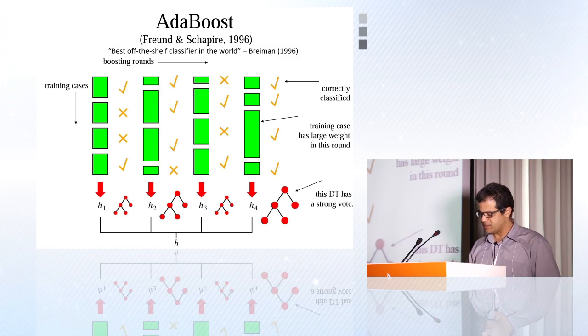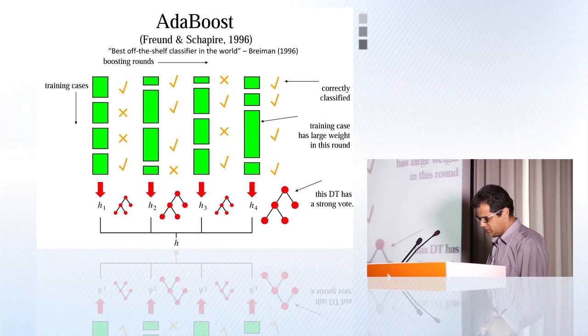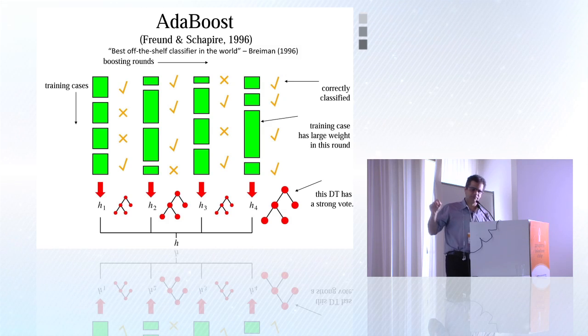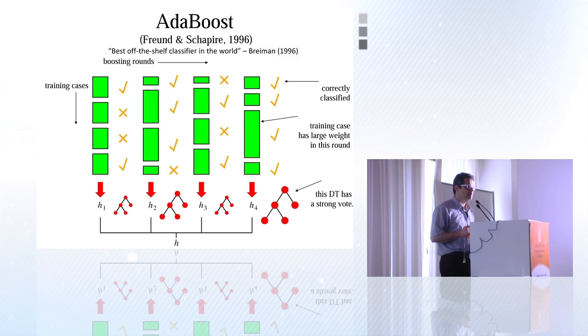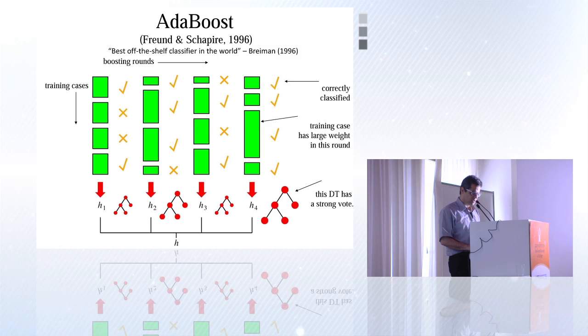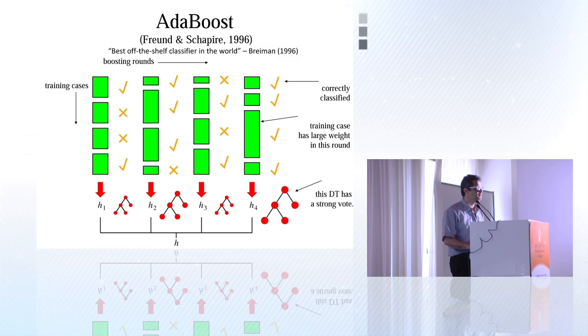Also, instead of simply using majority voting, it uses a weighted voting among the decision trees based on their performance on the training set. So for instance, if you look at the last tree here, because it didn't misclassify any of the instances, it has the highest weight.